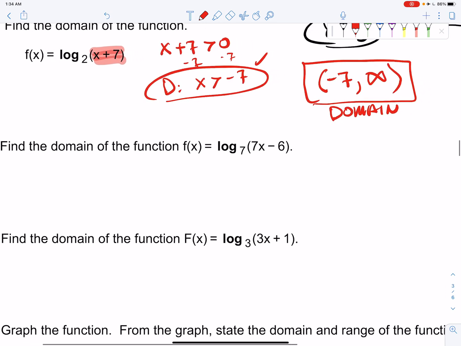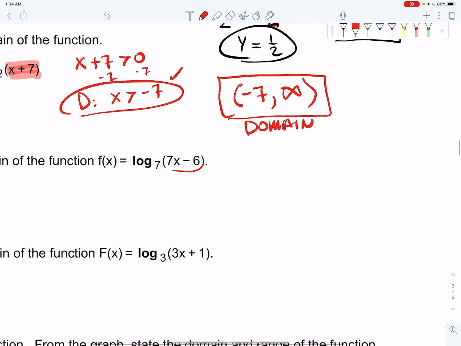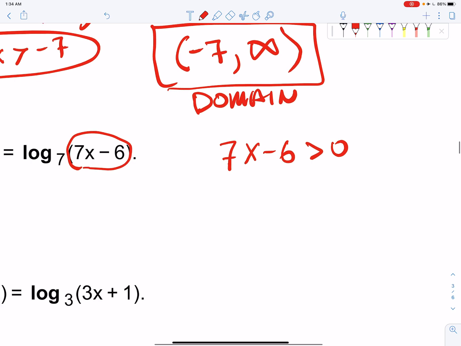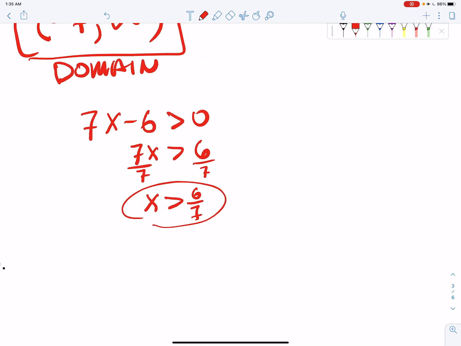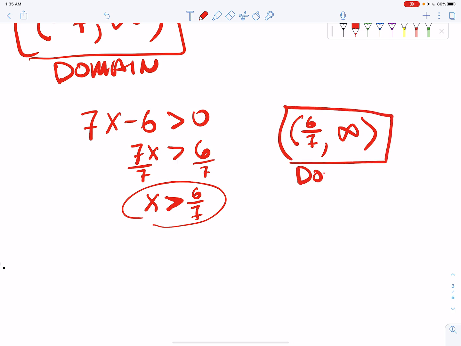Okay, so once again, here we are. It says, please find the domain of the function f of x. And so we look at the argument, knowing that this 7x minus 6 must be greater than 0. So we add 6 to both sides, divide by 7, and we get x is greater than 6/7. Now that's a great domain. They would like us to write it in interval notation. So that would just say that x must be greater than 6/7, and it goes forever up, and it doesn't say equal, it just says greater than, so it is open on both occasions. This is the domain.